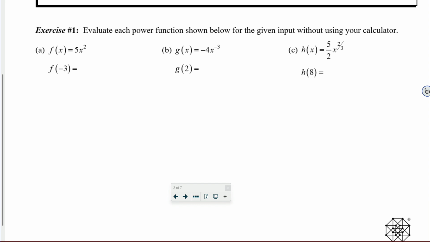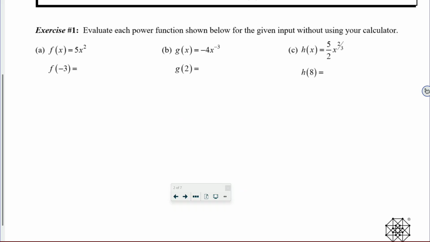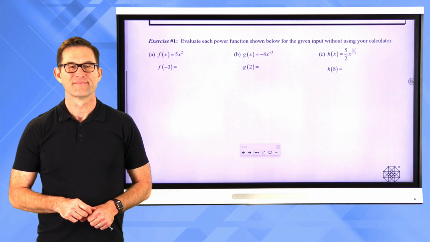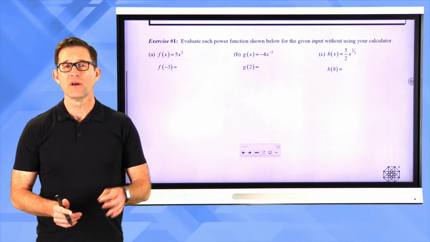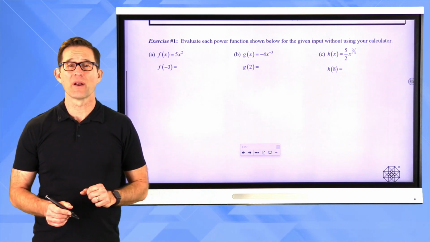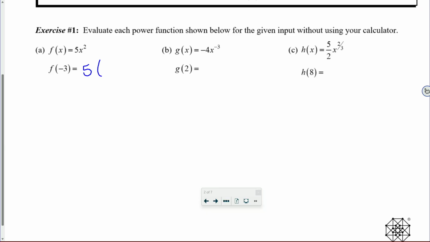Exercise number 1. Evaluate each power function shown below for the given input without using your calculator. I bet letter A is pretty easy, so why don't you go ahead and do that one. All right, f of x equals 5 times x squared. Absolutely a power function. It's a number times x raised to a number. We want f of negative 3, simple enough, right? F of negative 3 is 5 times negative 3 squared. The great thing about power functions is because we simply have an exponent and a product, we do our exponent first. Negative 3 squared is 9, and 5 times 9 is 45.